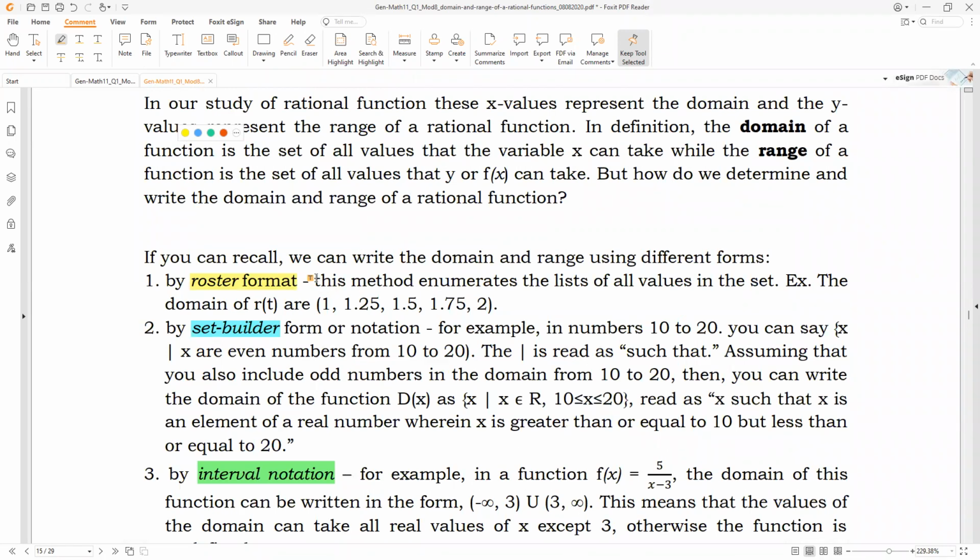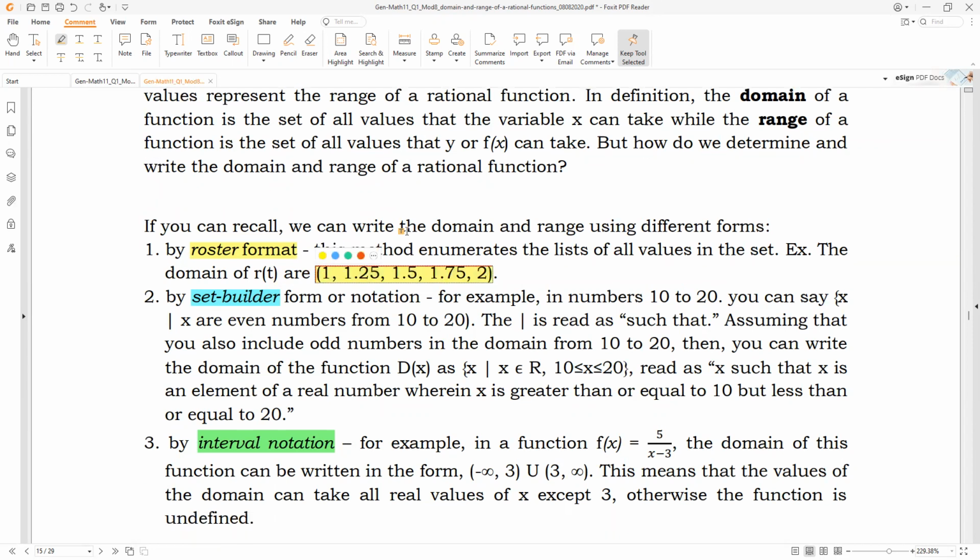So this is usually what you were exposed to before. Let's say for example the domain is 1, 1.5, 2.5, 1.75. So this is how we express it. This is what we had in the previous examples. The domain is expressed in roster format if it's done like so.